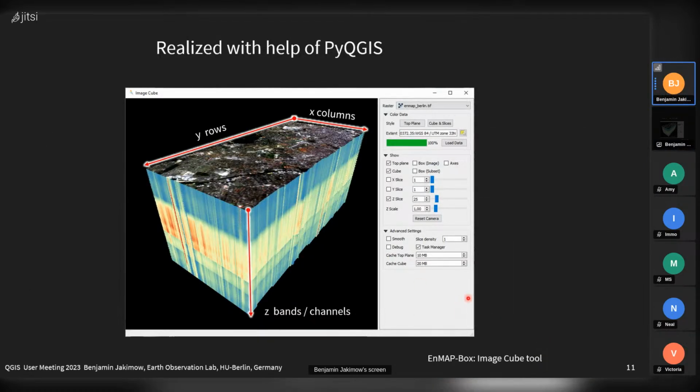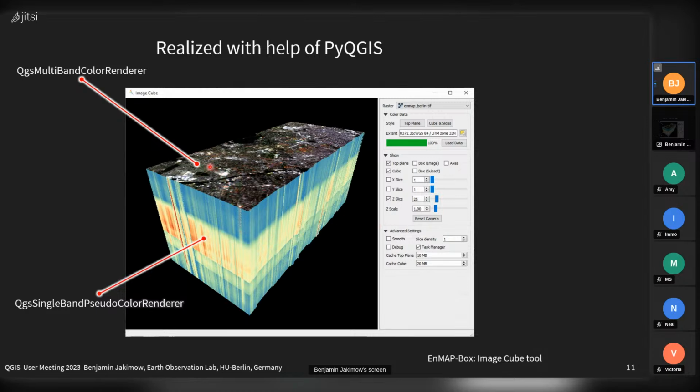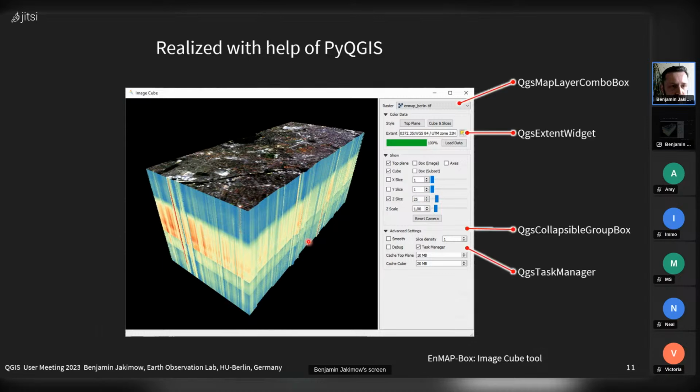You have seen this tool before, this ImageCube tool. If you are a QGIS programmer, you will have recognized many parts that are provided by the QGIS API. For example, to get the colors for these surfaces, we use the multi-band color renderer and the single-band pseudo color renderer, which you know from standard QGIS, and these specific widgets to select the layer source and the extent and so on.